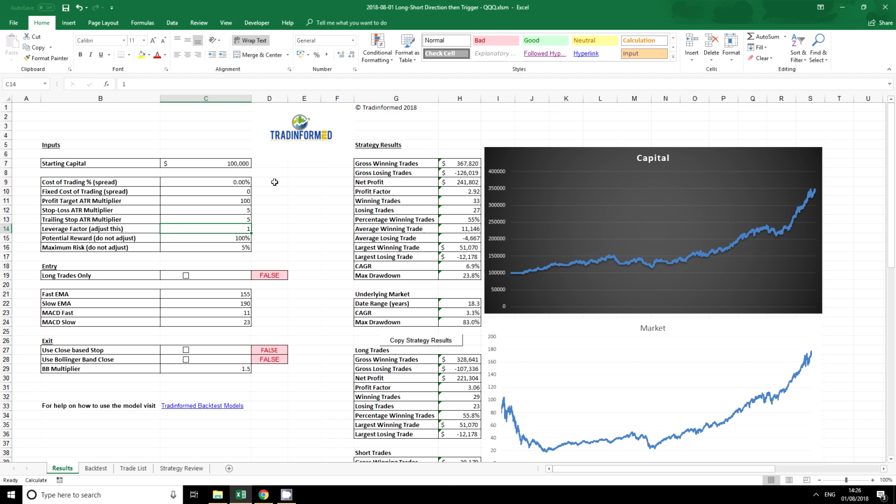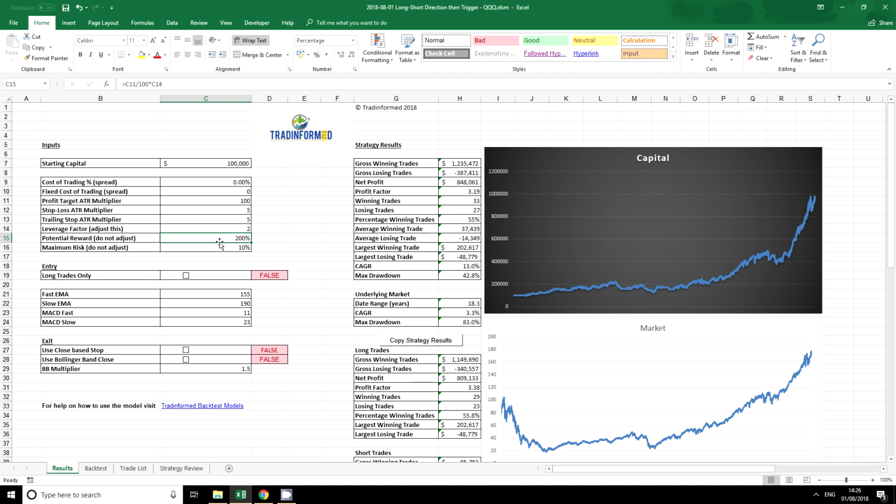Now the leverage factor is a way of increasing and decreasing the position size. I've set this to 1, and you can see that I've got a little note here saying adjust this. So this is a cell you can adjust from 1 to 2 or 0.5, whatever is appropriate. If I set it to 2, it will increase these values, the potential reward and the maximum risk. These are expressed as a percentage, because if this profit target that we set here is reached, then the capital would increase by 200%.